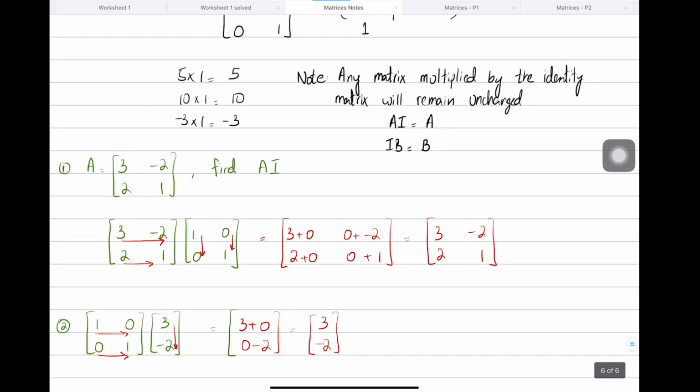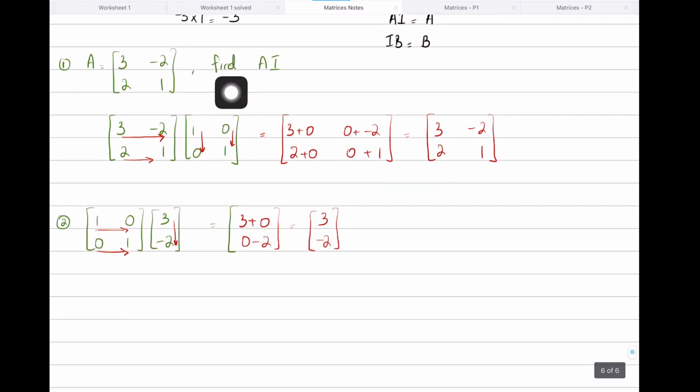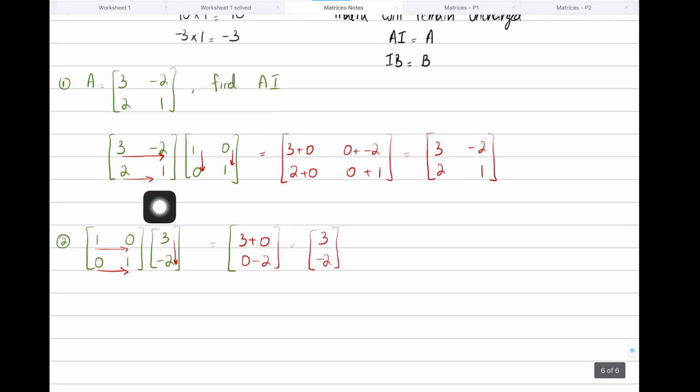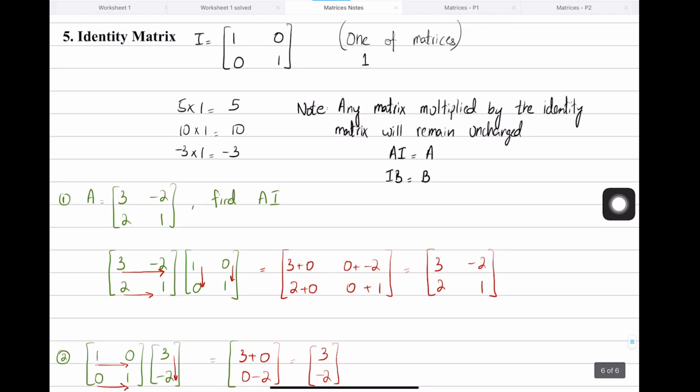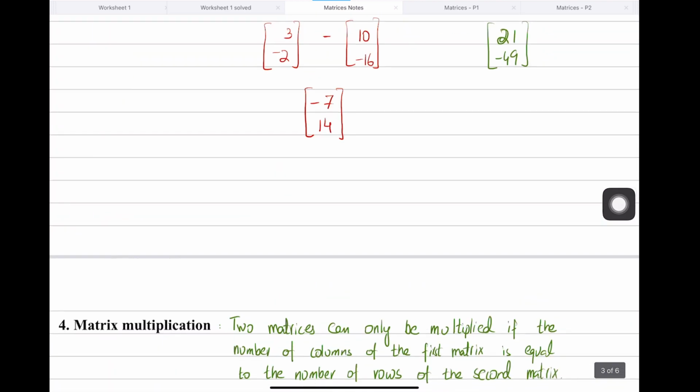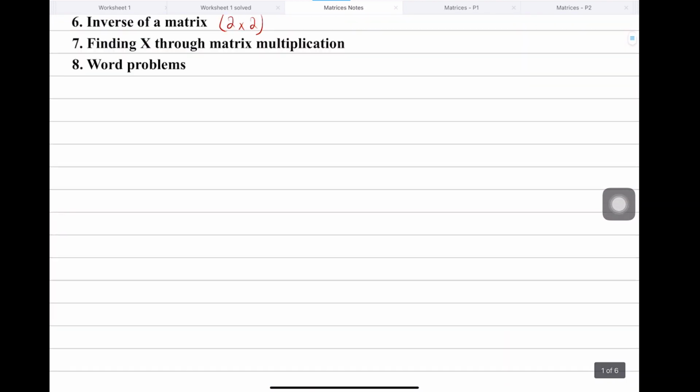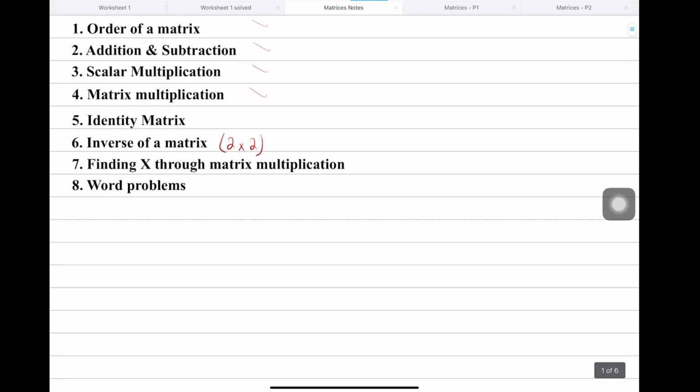So there will be some questions where the question will ask you to find out A into I. For that, you don't need to do any working, you just need to write down matrix A, whatever that may be. When we get to past papers, you'll understand how it works. So that's pretty much it as far as identity matrix is concerned.